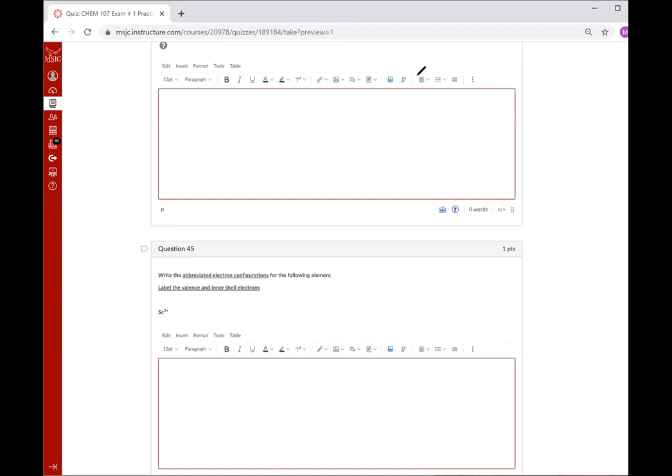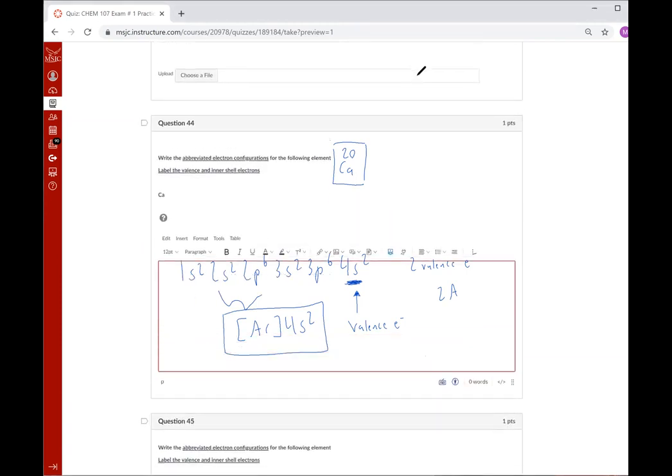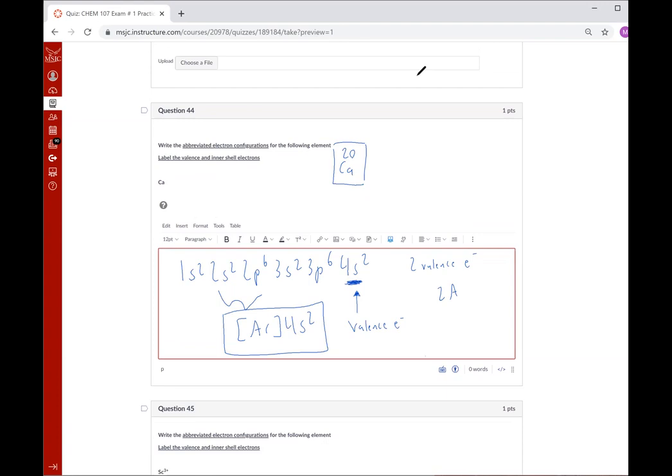Professor, can I ask a quick question about configuring electrons? Yeah. So as we're going through it, after 4s2, it would then go to 3d10 and then 4p6 and then 5s2. Is that correct? Yes, that's correct. Okay, so what's considered higher energy? Yeah, higher energy.